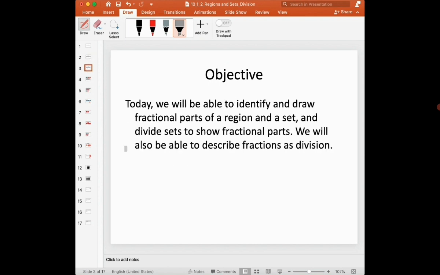So today, we'll be able to identify the fractional parts of a region and a set, and divide sets to show fractional parts. We'll also be able to describe fractions as division. So we talk about fractional parts of a region. We're talking about one thing that's cut up into pieces. When we talk about fractional parts of a set, we're talking about a group of objects.